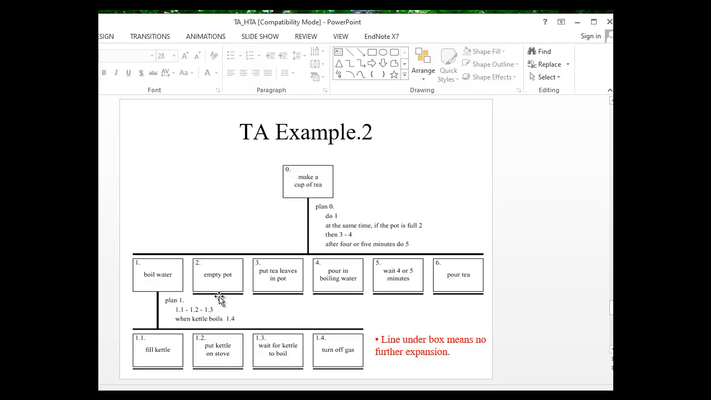The line I have included under the boxes means that there is no decomposition; these boxes cannot be divided further. The boxes with no line under them can be divided further. Then 1.1 is fill kettle on stove, wait for kettle to boil, and turn off the gas. This is the final step. Here I have also included red text for the line under the boxes.